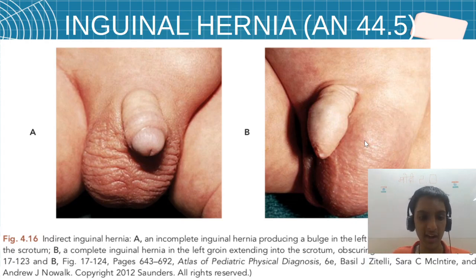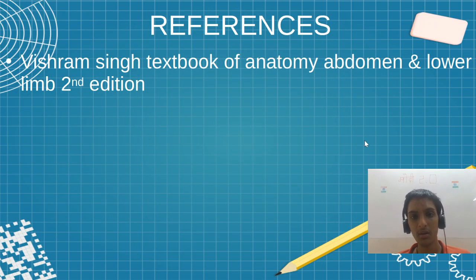So just remember this difference. Scrotum will be affected in the complete inguinal hernia, not the incomplete. This is a very important difference. So these are the references from where I took the pictures.